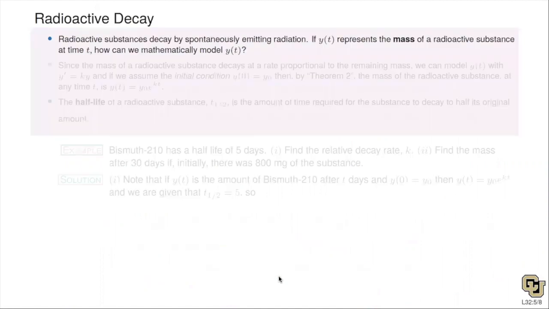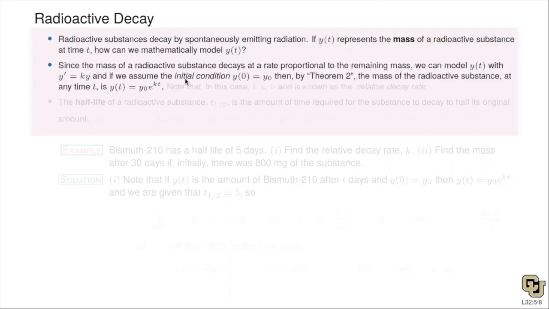So the other big application is radioactive decay. So this time, y of t represents the mass of some radioactive isotope that we have. And the theory is that the radioactive isotope decays at a rate proportional to its amount. The more there is, the faster it'll decay. The less there is, the slower it'll decay. It's kind of like when snow melts. You know, at the beginning, it melts very fast, but then it kind of starts to slow down.